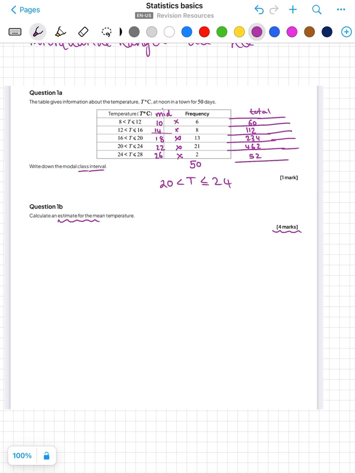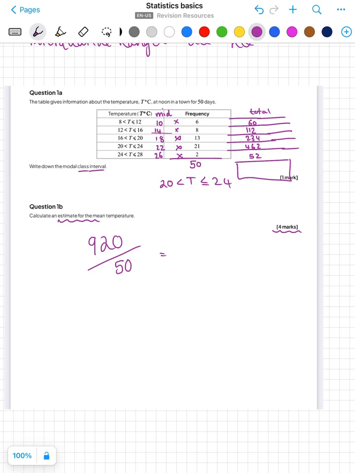Now, to find the mean, we want to do the total temperature divided by the total number of days. We know the total number of days is 50. To find the total temperature, we add up this new column that we've made. 60 plus 112 plus 234 plus 462 plus 52 gives us 920 degrees over those 50 days.